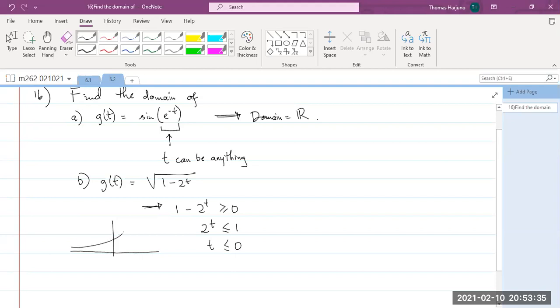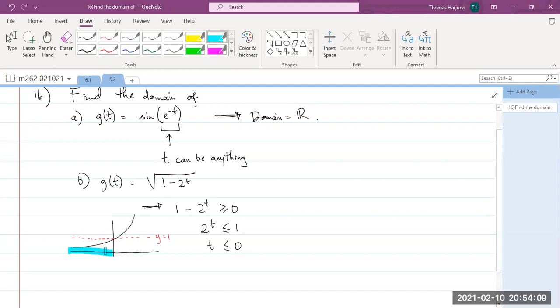Okay, 2 to the t looks like this. Now, y equals 1 is this line here. So what is the t such that y is at most 1? And from here you can see that t is at most 0.